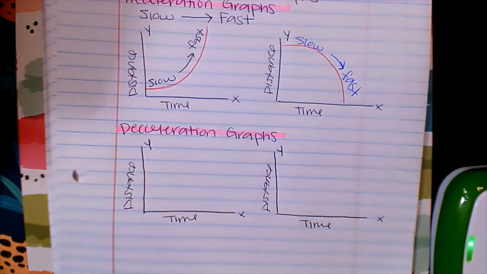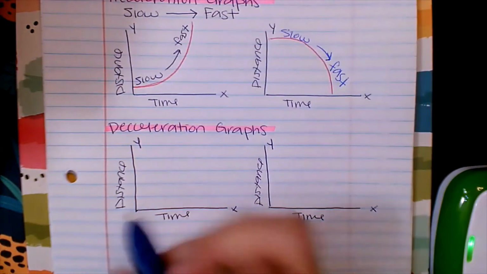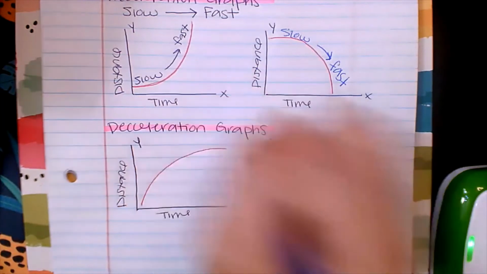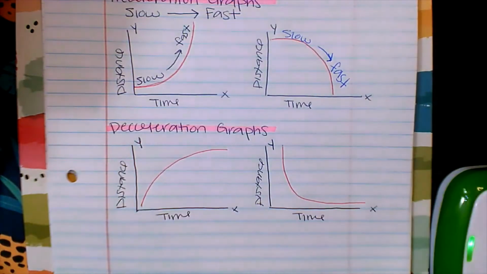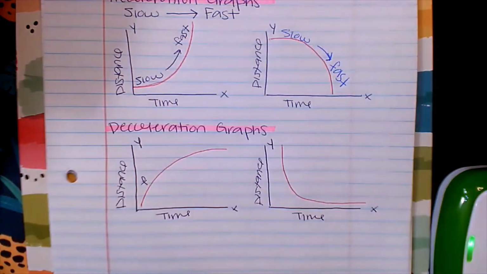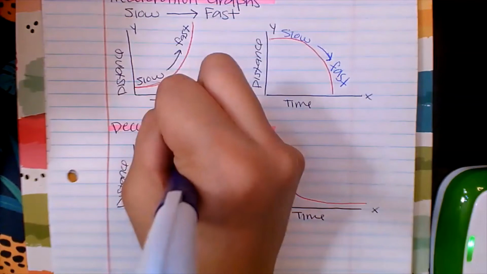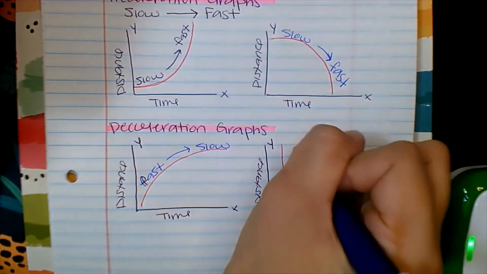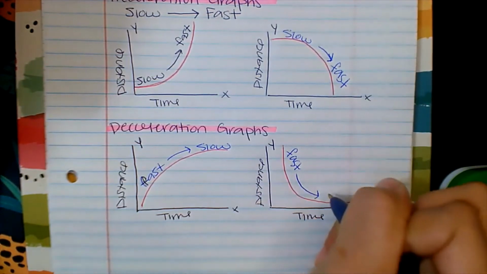And then you can kind of already guess what our deceleration graphs are going to look like. Our first one is going to look like this. And our second one is going to look like this. And in this case, we're going to have the opposite of an acceleration graph. We're going to start fast and then we're going to go slow. Again, we're going to go fast and then go slow.